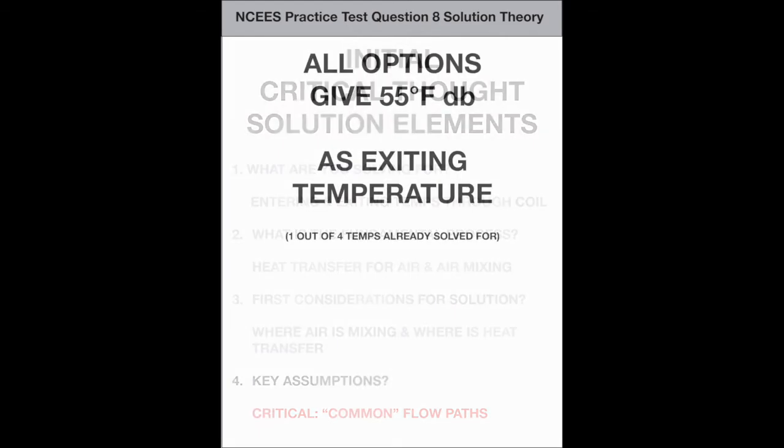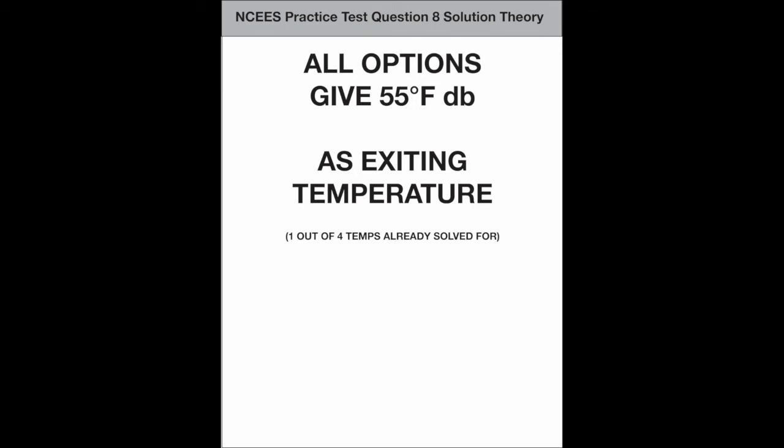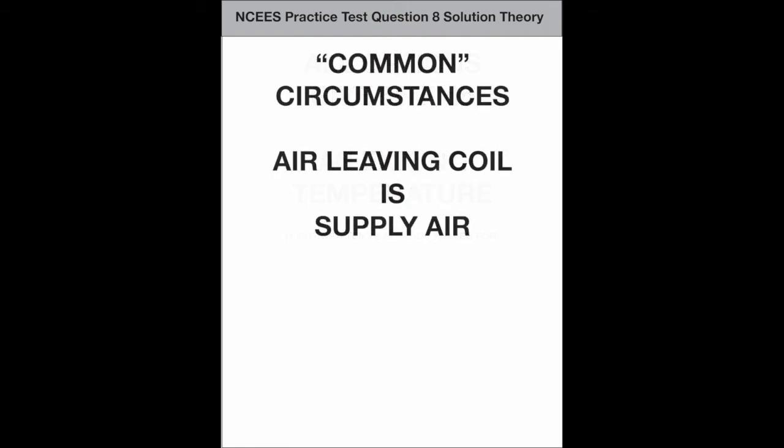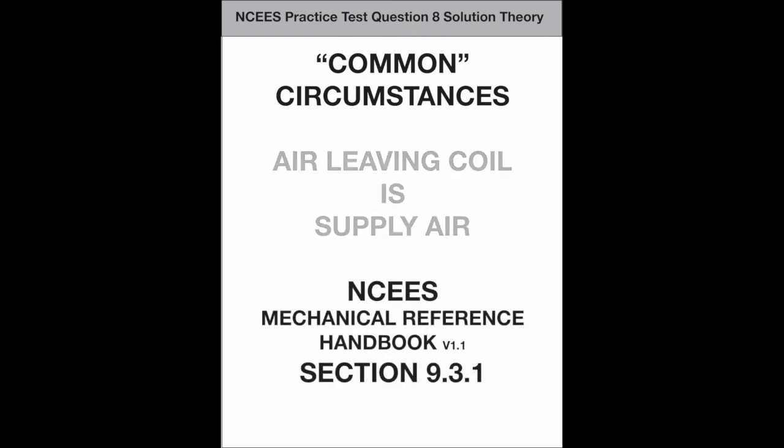The first thing to notice when solving this problem is the available answers. All options give 55 degrees dry bulb as the exiting temperature. This is clear in the question. Under common circumstances, the air leaving the coil is the supply air. Refer to the NCEES Mechanical Reference Handbook, Section 9.3.1 for proof. Supply air is the air flowing directly into the conditioned space.